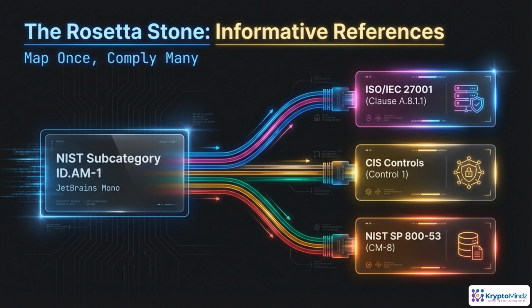Informative references are where the CSF starts paying real dividends. Each subcategory describes an outcome, and the references show how that same outcome appears in ISO 27001, CIS controls, NIST 800-53, and other standards. You implement the outcome once, then reuse it across audits, certifications, and questionnaires. In practice, you build a mapping table. CSF outcome in one column, existing controls and evidence in the others. That becomes your map once, comply many backbone.